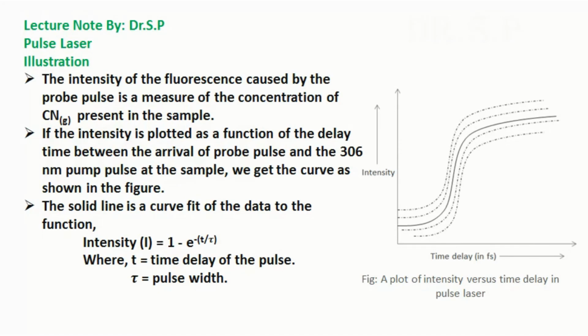The solid line is a curve fit of the data to the function: intensity I is equal to 1 minus e to the power minus t by tau, where t is the time delay of the pulse, and tau is the pulse width.